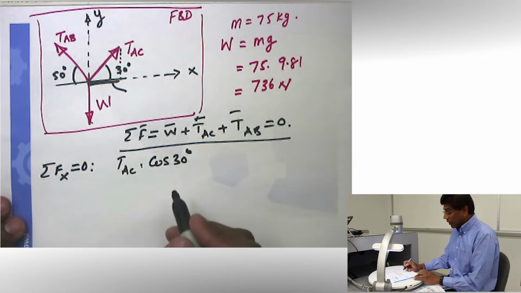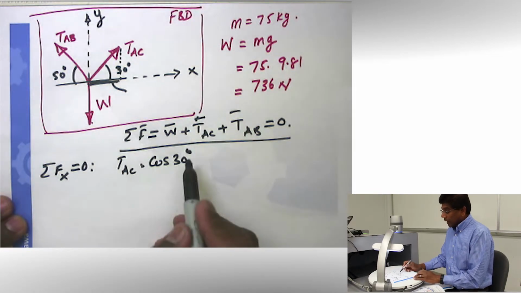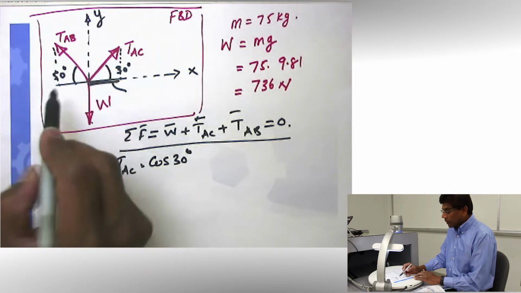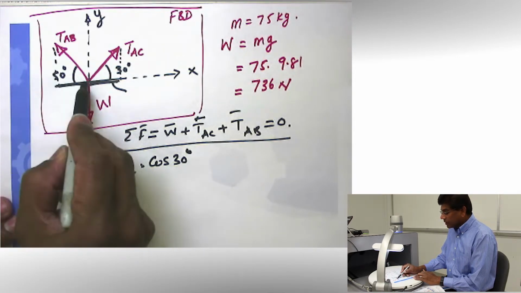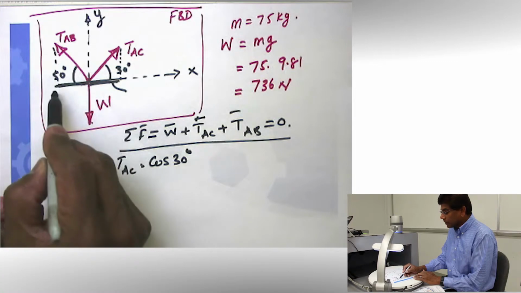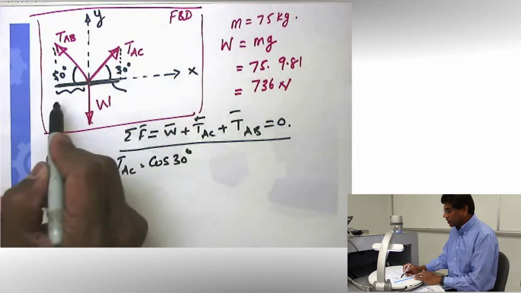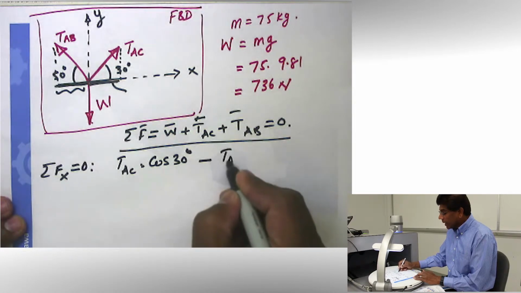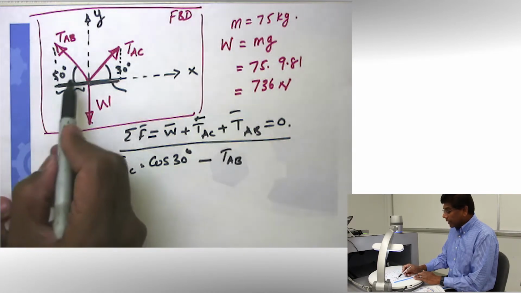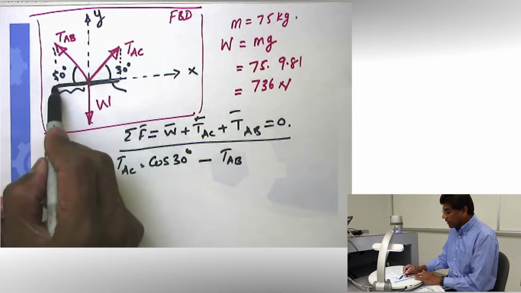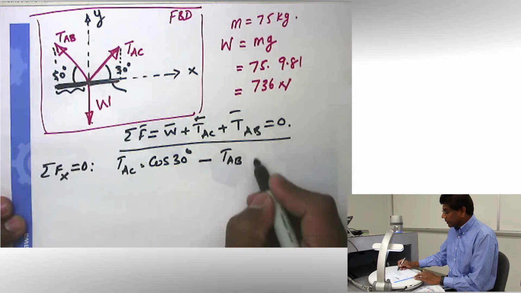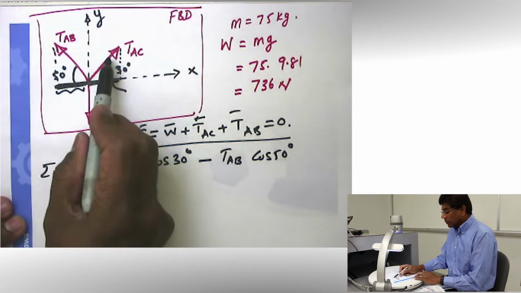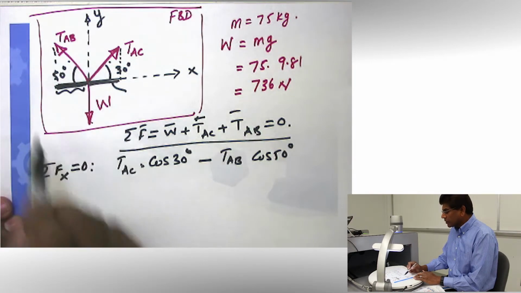I hope it makes sense to all of you. It's pretty straightforward. And move on to the next force, TAB. I want to project onto the x-axis again. As you can see, here is the component, and this is in the negative direction of x. So minus TAB. And again, since this is 50 degree, this is going to be cosine of that. So cosine 50 degree. So x component of TAC, x component of TAB.